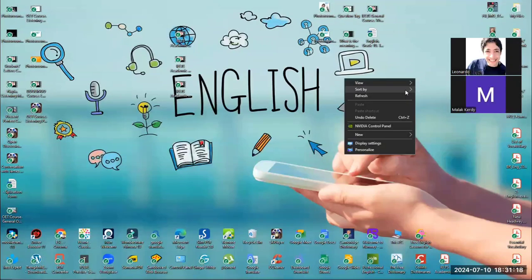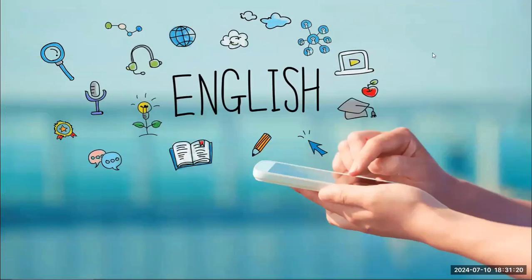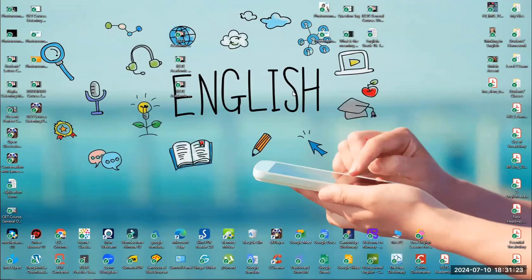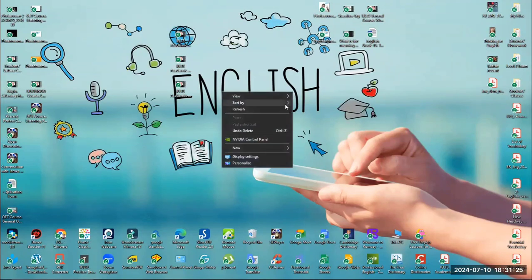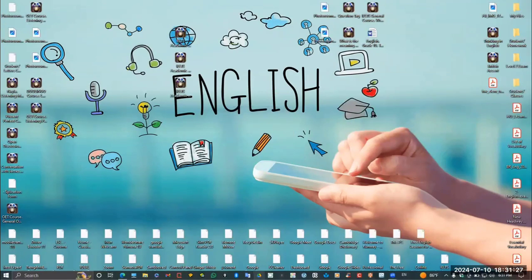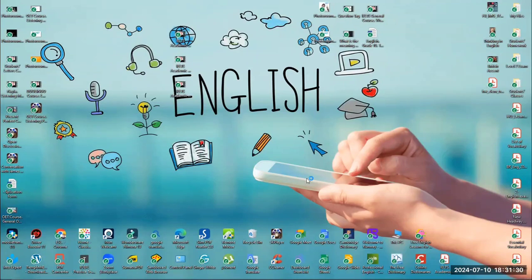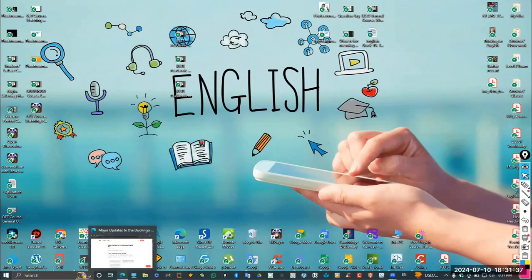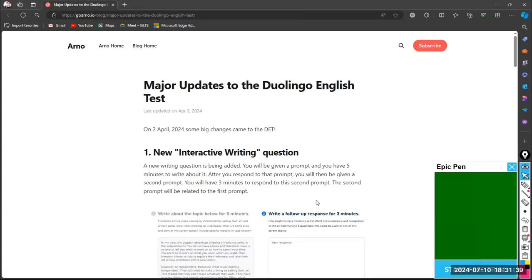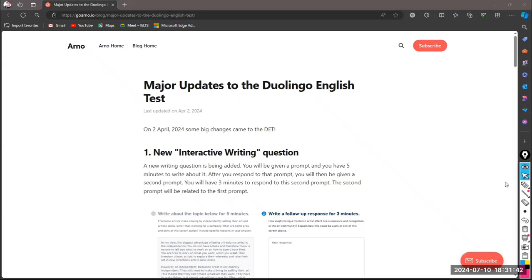Okay, so I think, as you said, Malak, there is a major update about the DUOLINGO exam, and absolutely we have to discuss that. So let me open my pen and let's discuss the major update because there are a few things you should know. I think there's a slight difference between the old and the new update that we have in the DUOLINGO exam. Let me discuss the major updates to the DUOLINGO exam.